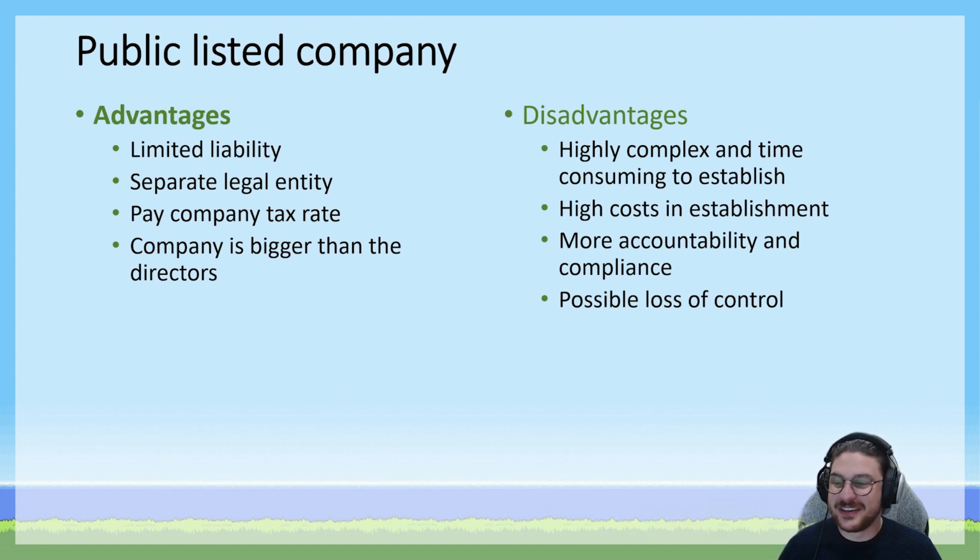And certainly, public listed companies have the highest level of accountability and compliance, not just in government reporting, but also in keeping these mysterious public shareholders happy. Shareholders own your business, and it's quite possible that if they decide you're not doing a good job, if you're the director sitting at the head of the board, and the shareholders decide that the business isn't profitable enough, they might vote to sack the board, which means that suddenly you've lost control of the company that you founded. So that is one disadvantage of a public listed company.